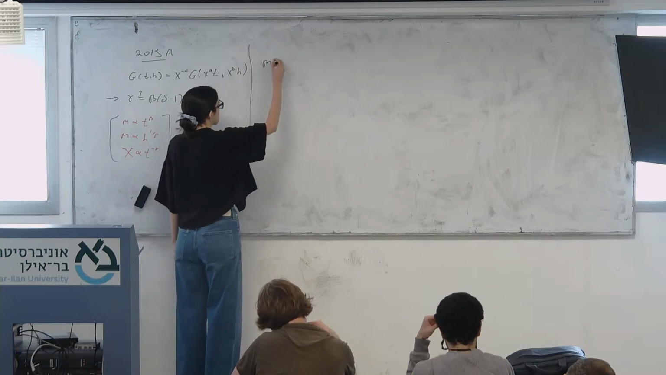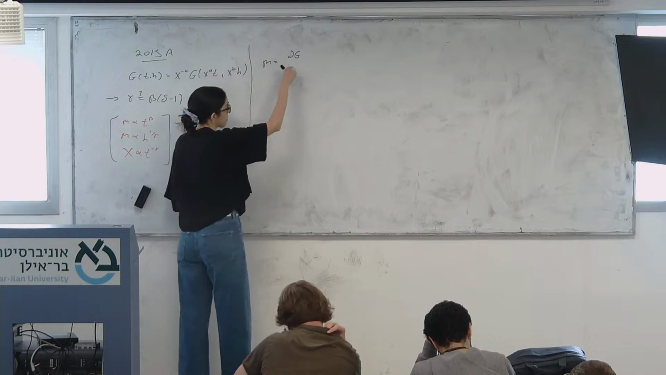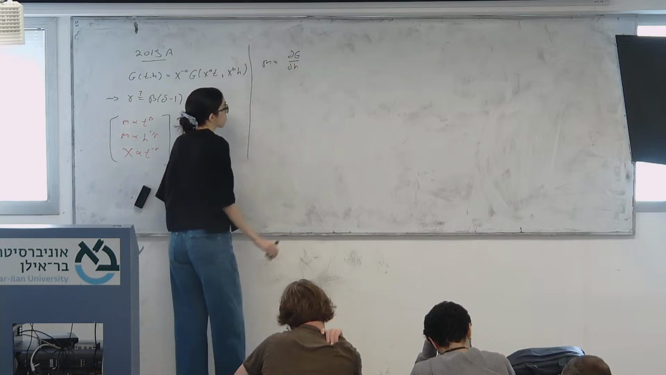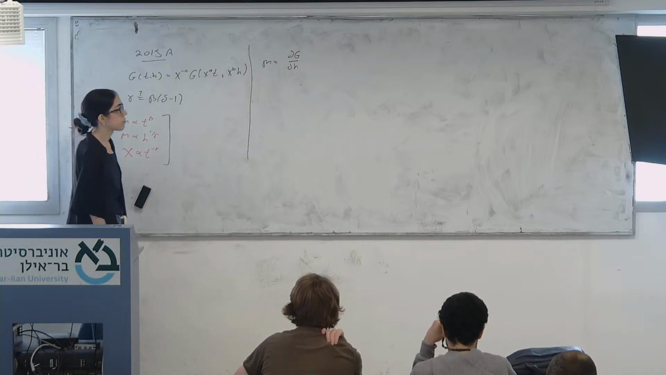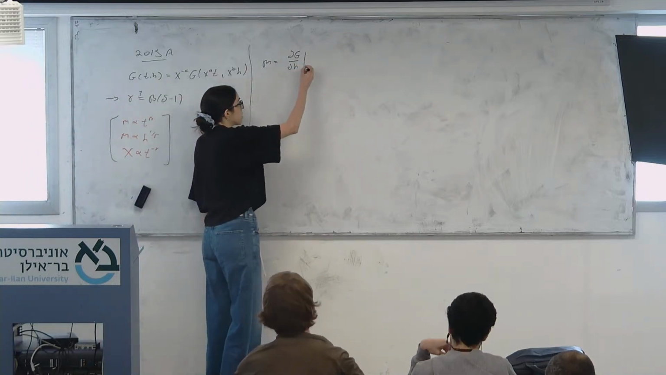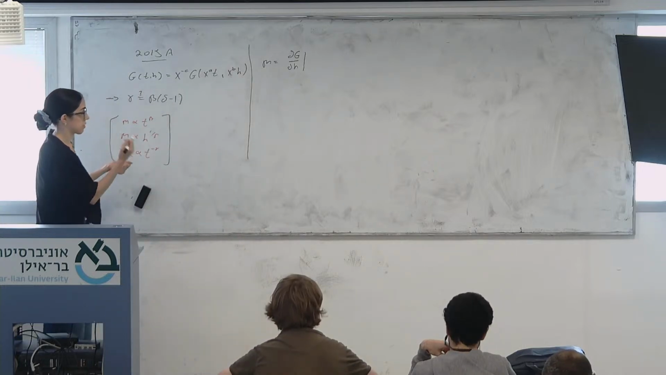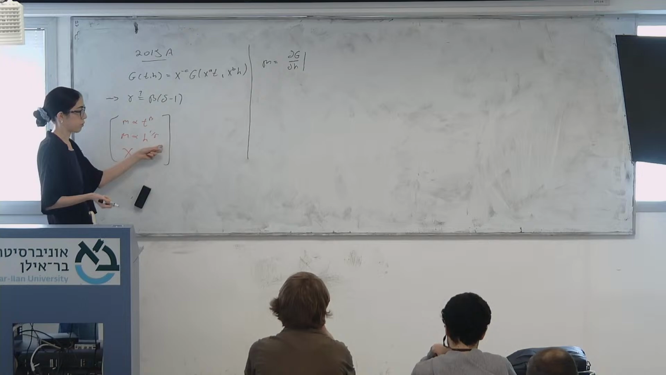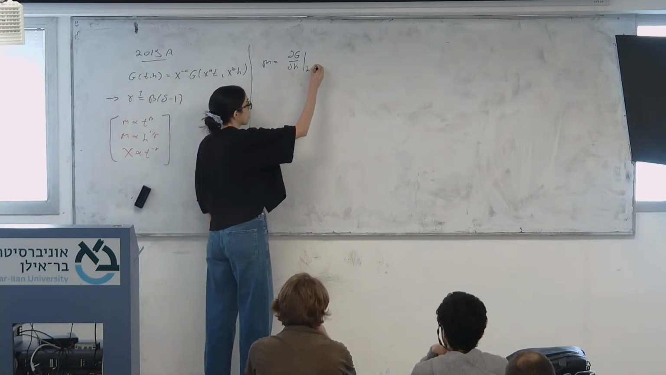So we know that the magnetization is equal to the derivative of the free energy with respect to the magnetic field, and we either take H to be 0 or T equals 0, depending on if we want to get delta or beta. So let's start with H equals 0.